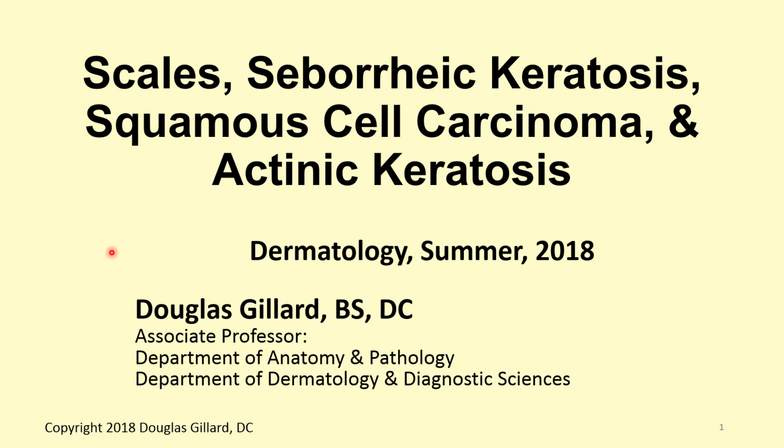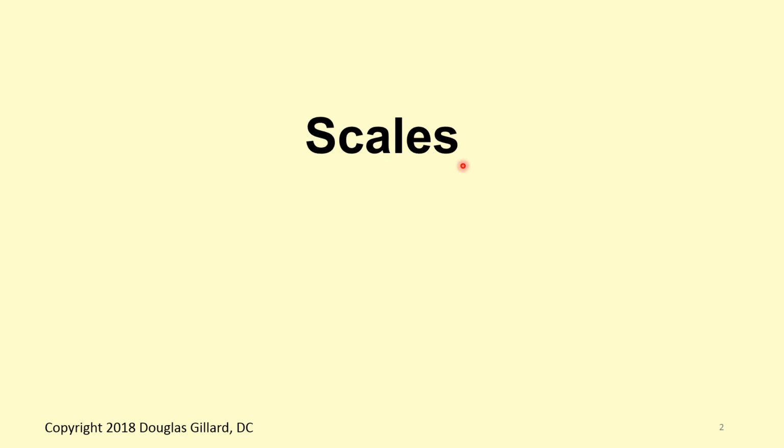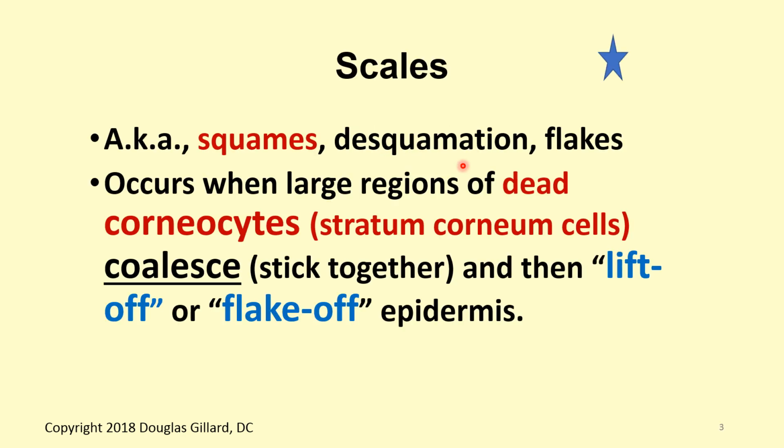There we go. So, talking about scales. We haven't covered that yet, really quick. And then the big ones today are seborrheic keratosis, a very common skin condition. Then actinic keratosis, which is a precancerous stage of squamous cell carcinoma. So here we go. Talk about scales first.